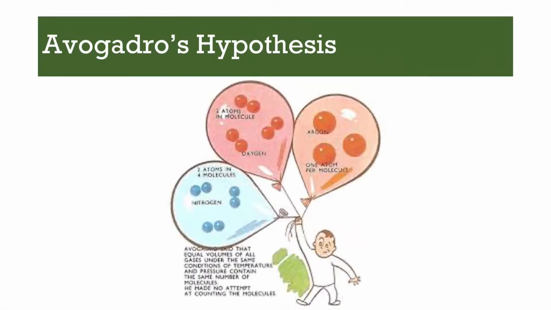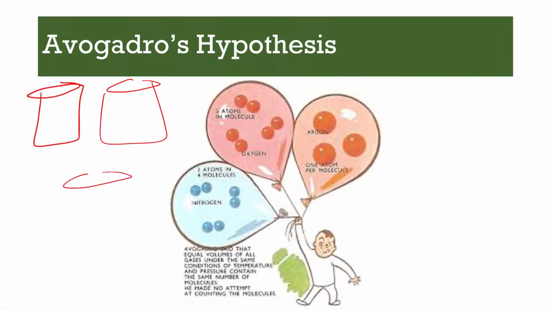And so here is what this says again with balloons. If we have a jar, all these jars are going to be the same. We have 2 liters of He, 2 liters of Ne, 2 liters of O2. His theory says all 3 of them have the same number of particles.